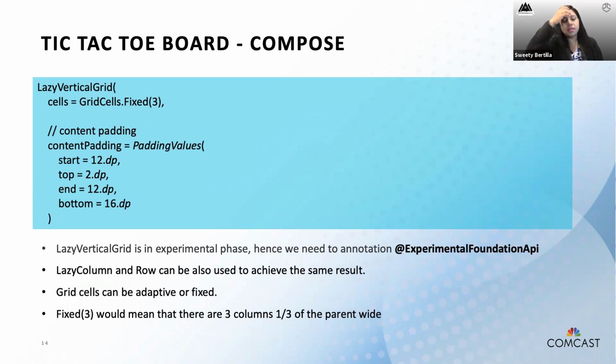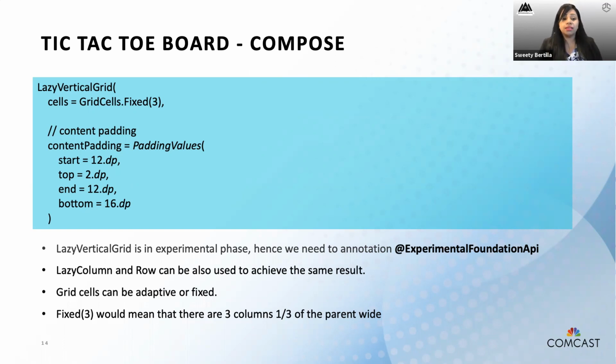So we are using a lazy vertical grid in Compose. And to let you know, lazy vertical grid is in experimental phase. So we may need to use the annotation @ExperimentalFoundationApi on any method that's calling this lazy vertical grid.